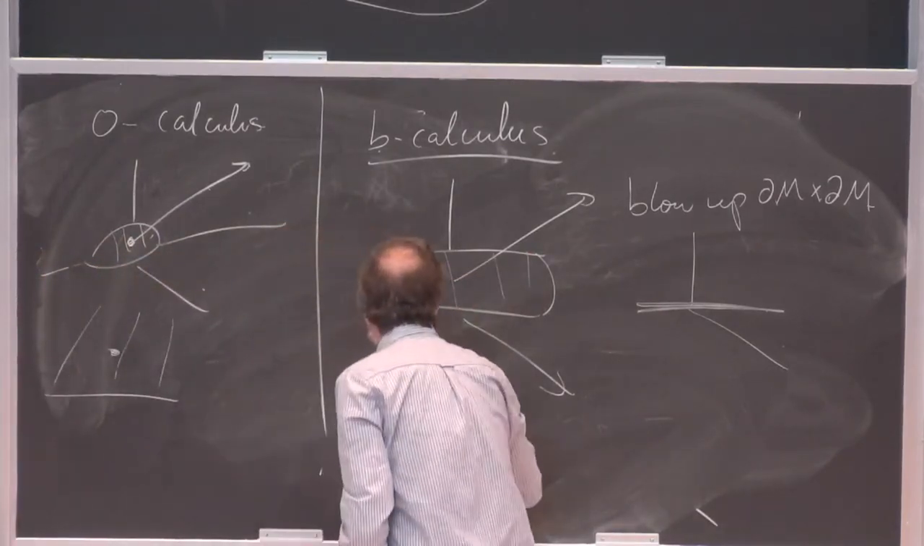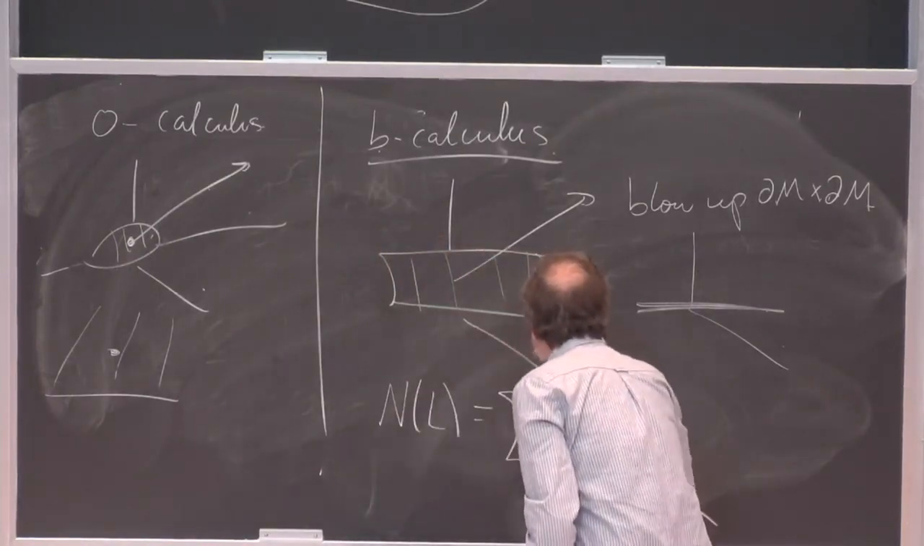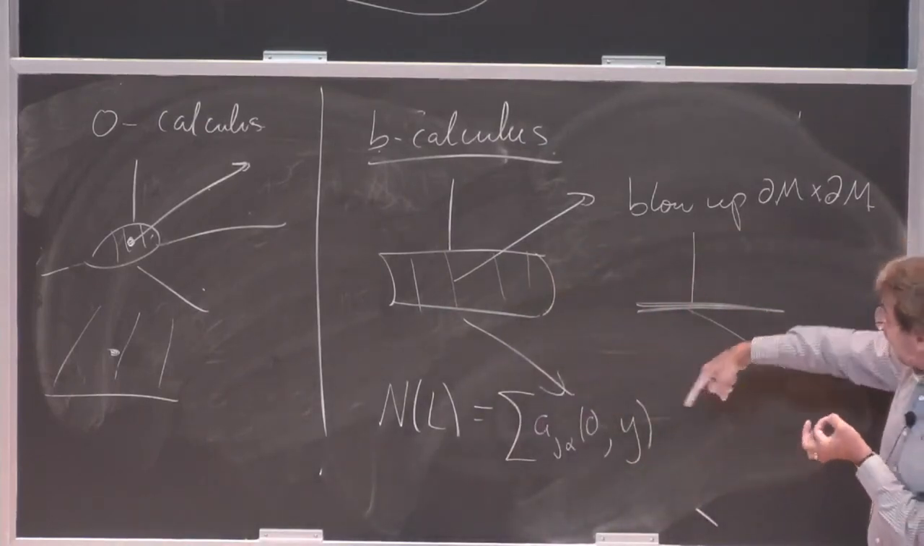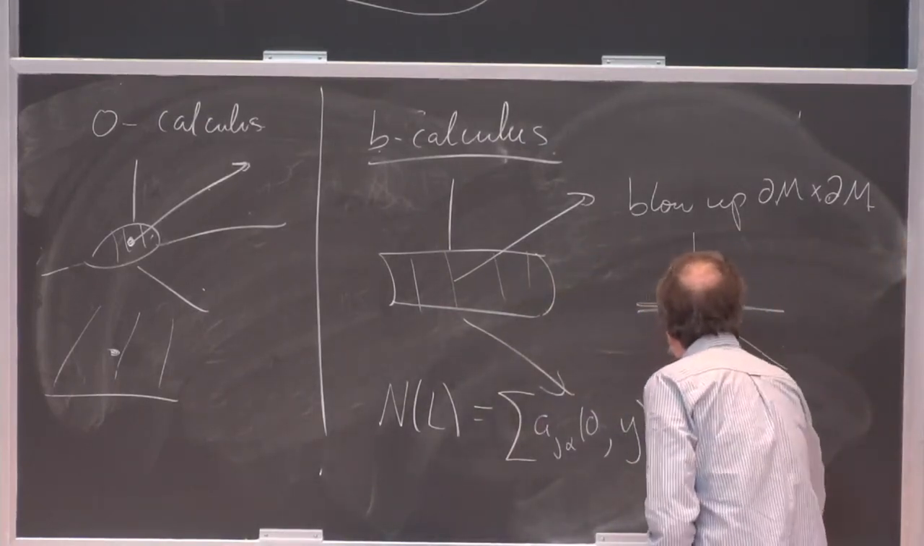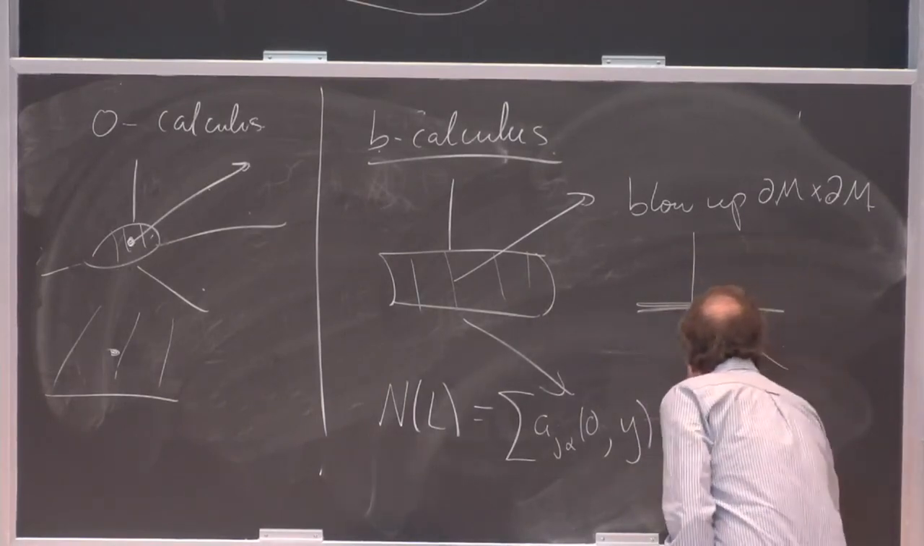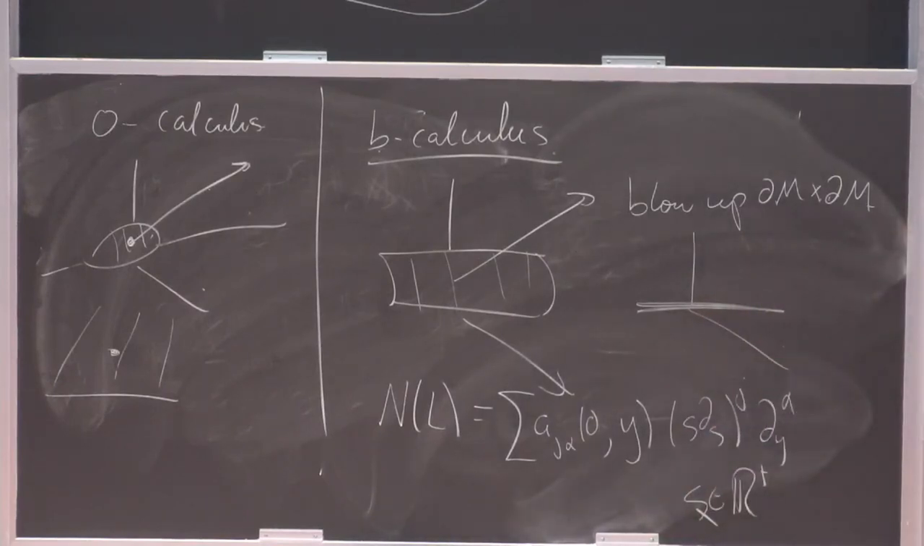So what I call this B operator, N of L in this sense, it's going to look like the following: A J alpha of 0, comma Y. Now, this is global on the boundary, and this is the point that I really want to make: S ds to the J, dy to the alpha. Here, S is in R plus. So the only localization I've done has been in the normal variable, but not in the tangential variables.